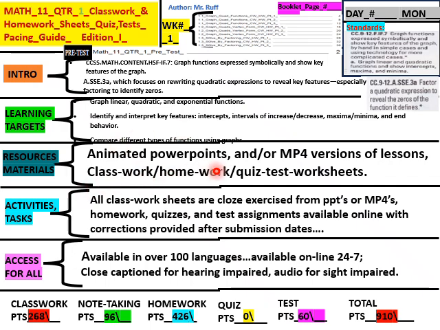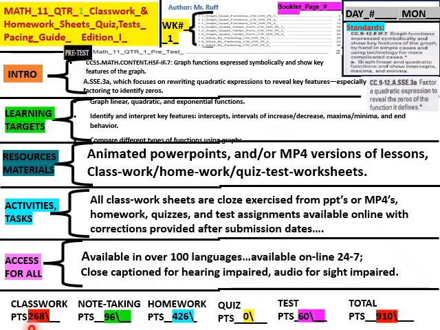Resources, materials: animated PowerPoints, and/or MP4 versions of lessons, classwork, homework, quiz, tests, worksheets, activities, and tasks. So all class worksheets are closed exercise from PowerPoints or MP4s, homework, quizzes, and test assignments available online with corrections provided after submission dates. And then access for all. Available in over 100 languages, available online 24/7, closed caption for hearing impaired, audio for sight impaired.